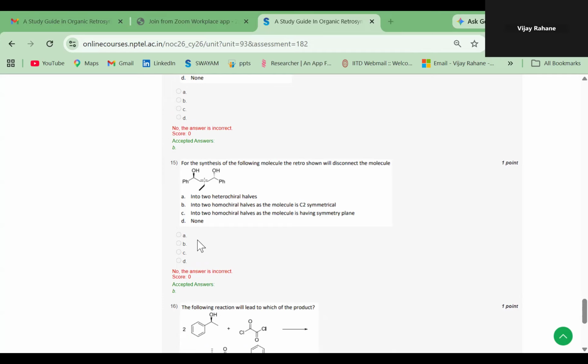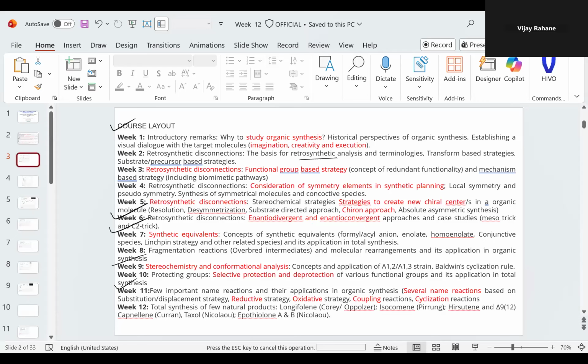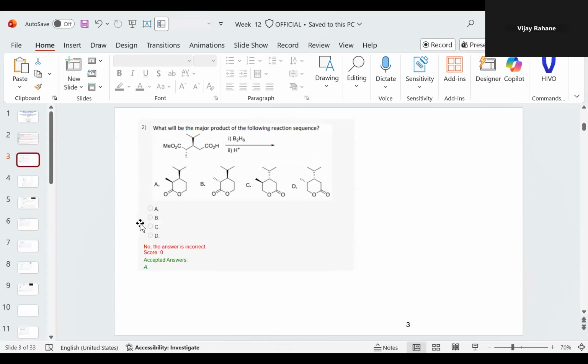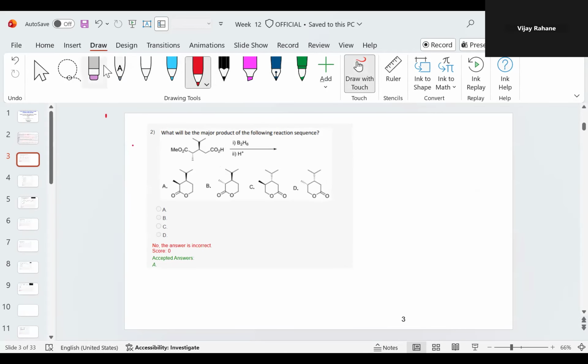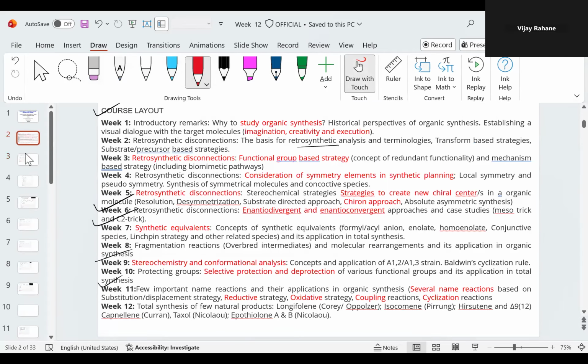Okay, so these are some problems based on the week 11 assignment. I hope my screen is visible now. Let's discuss these one by one. Here, the question mentions something, so I'll zoom in on the question first.